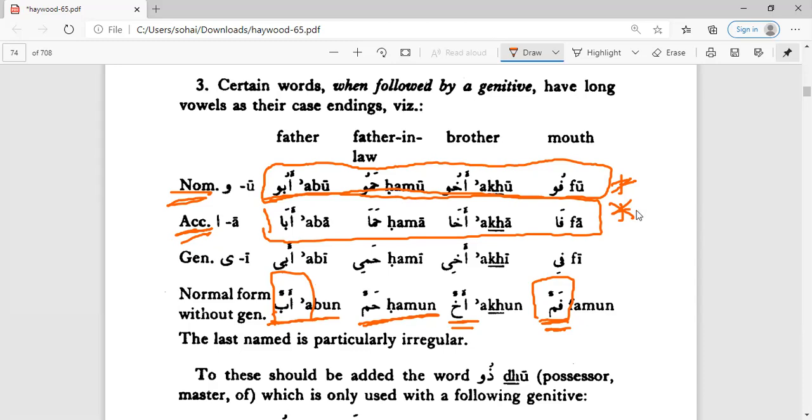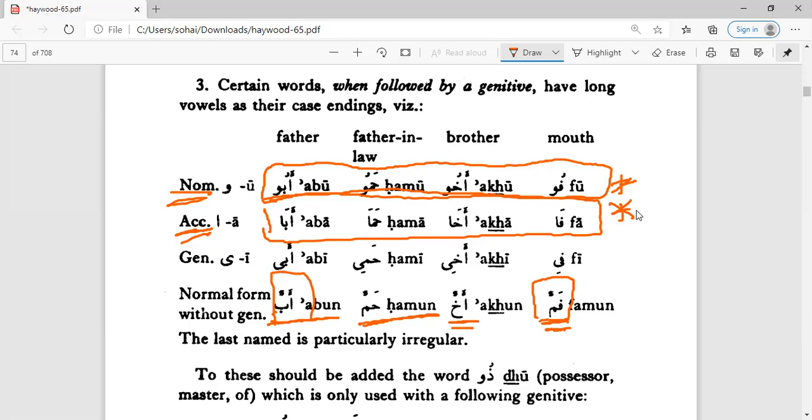So these are the only words which have that. So with the fu, we just remember the fu, fa, fi is specific to mouth when it's mudaf. So these are only 5 special words. So there's not many words. These are 4. There's a zu as well.